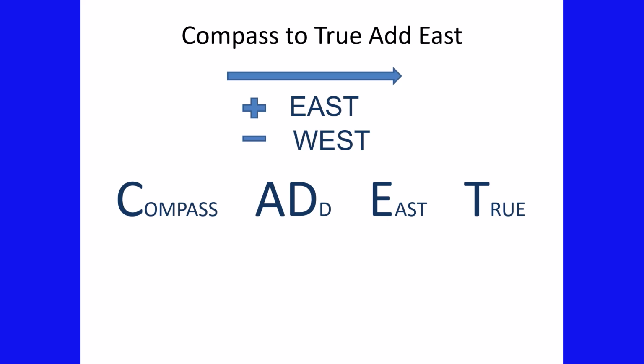Remember, error is only either east or west, so the reverse would apply. If the error was west, we would subtract it. It's as easy as that. Take a look at the screen and make sure you clearly understand what this image is telling you.